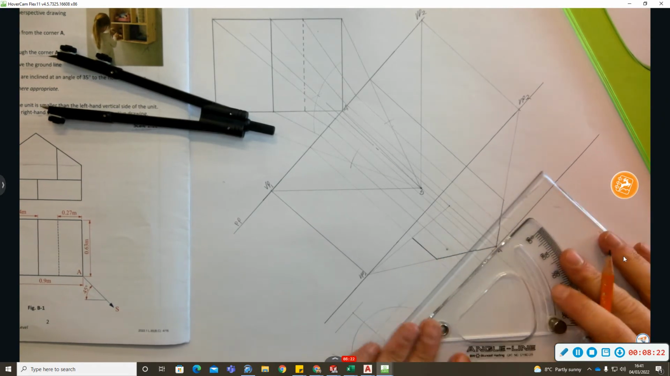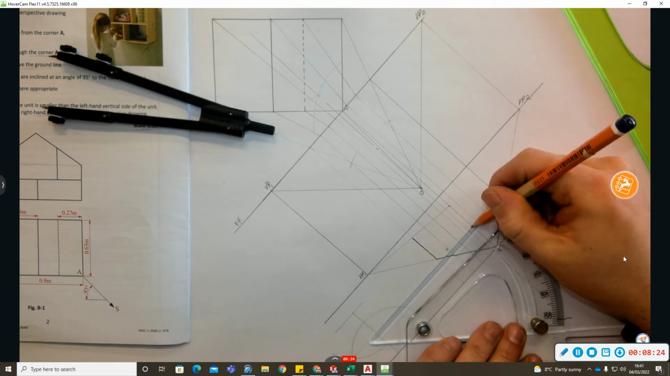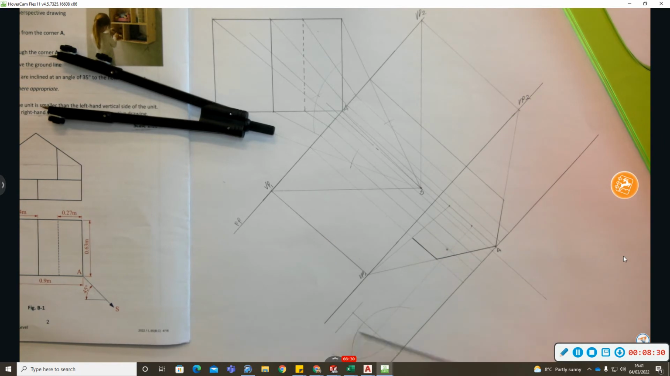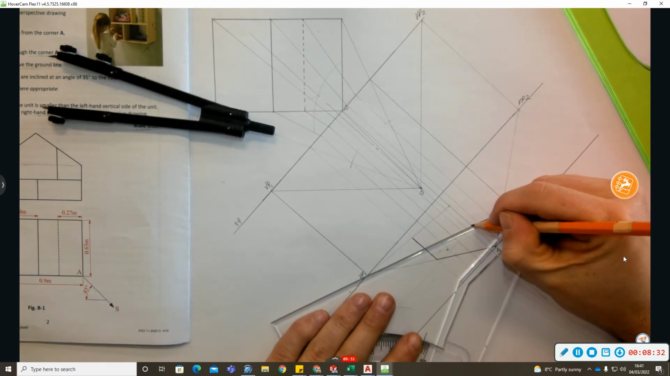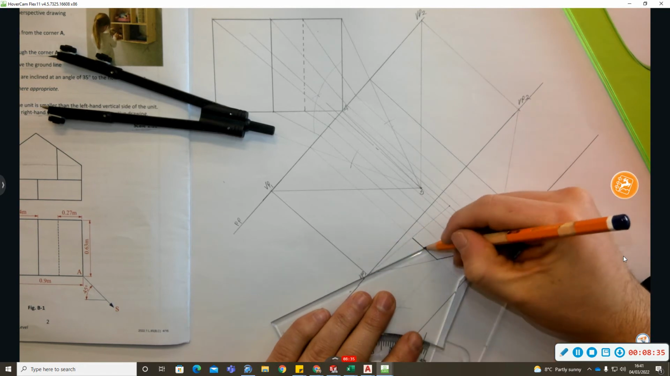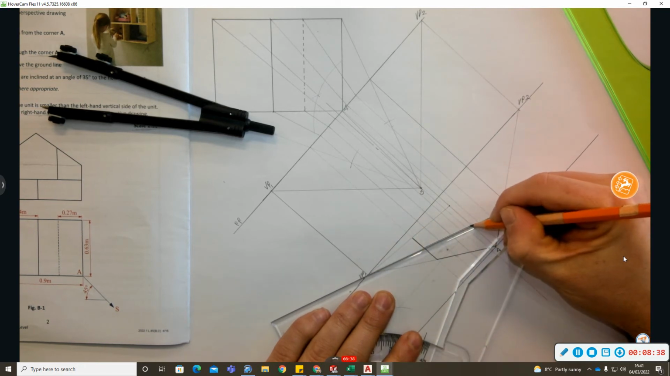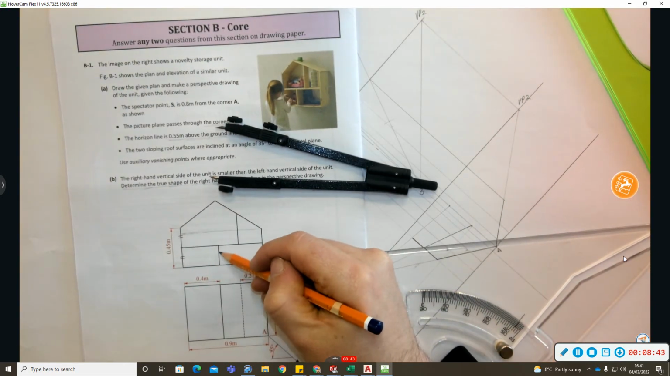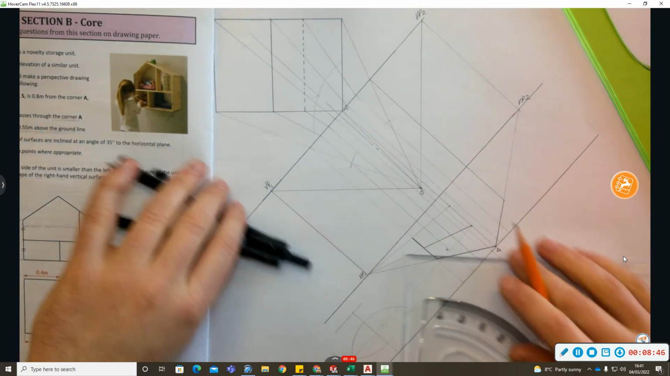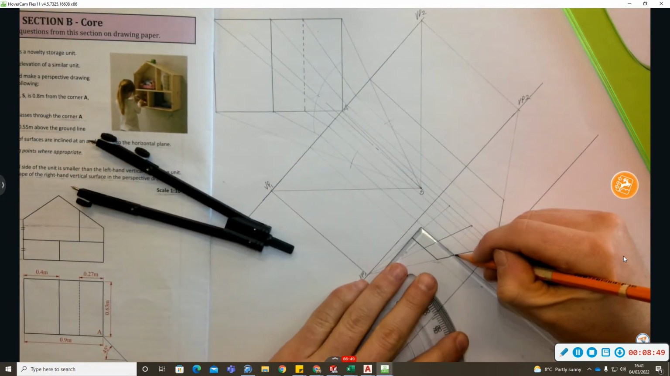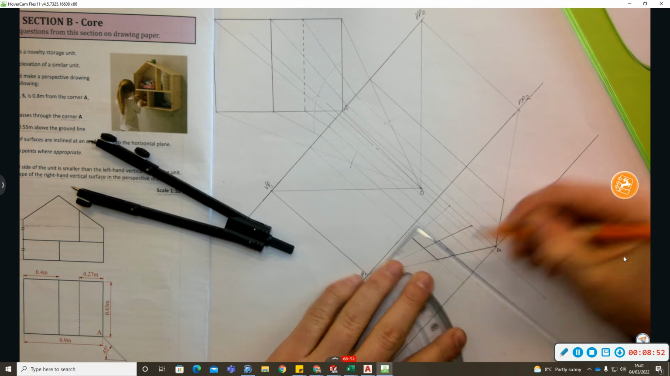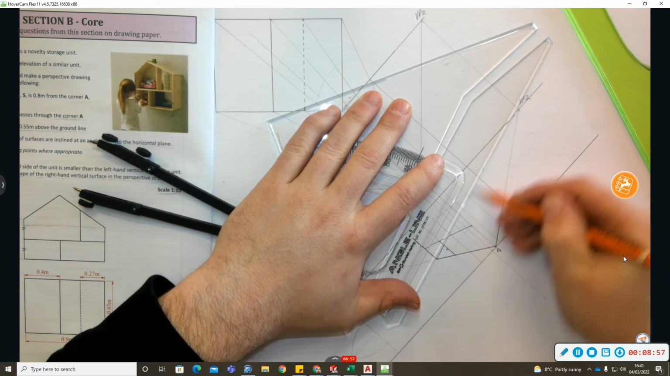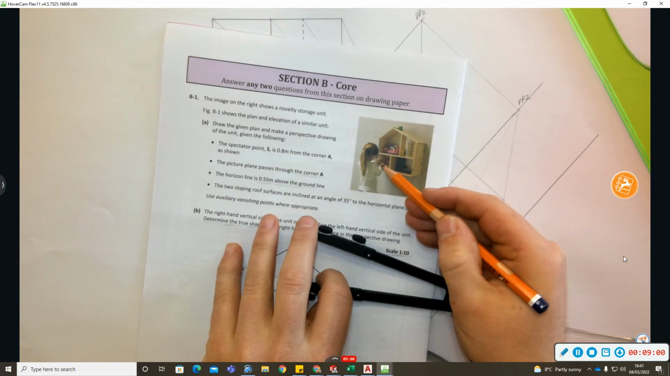This is half of 45 here. So I'm going to put that mark in there, and I'm going to join this back to VP1. And I can heavy that in there. Right, I can do this line here. Alright, I know where it is in plan. Bring it down. I can heavy it in, and I can join this back to VP2. Okay, for the inside of it in there.